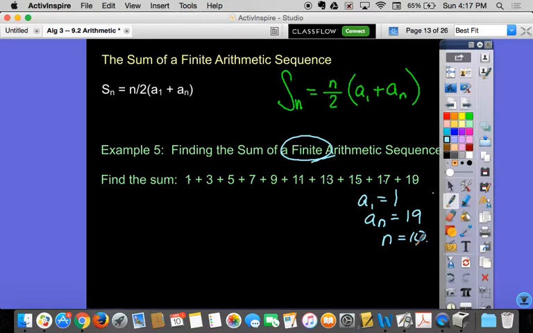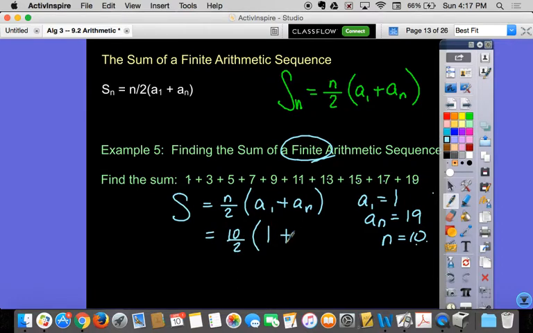So then you're going to come over here, and you're going to be using your formula. n over 2, a sub 1 plus a sub n. So that is n over 2, so 10 over 2, a sub 1 is 1, a sub n is 19. So we have 5 times 20. 5 times 20, that's 100.